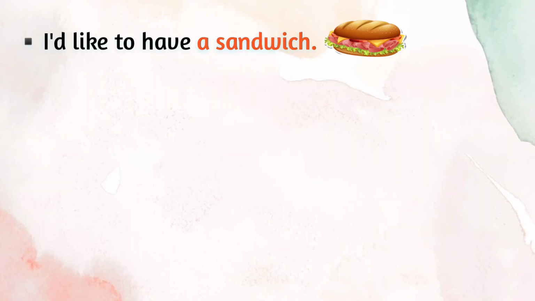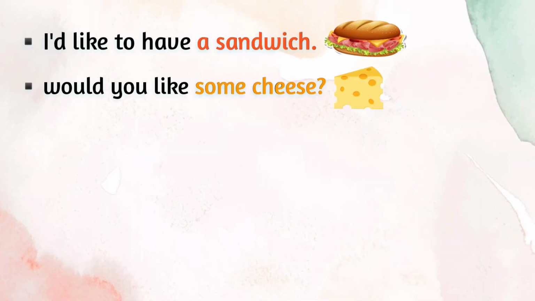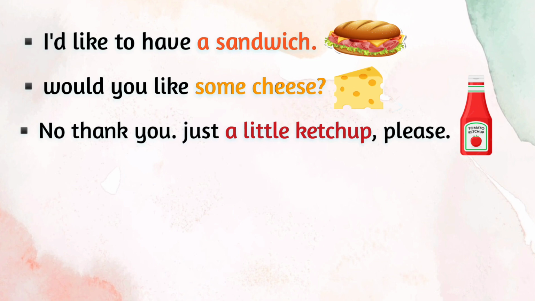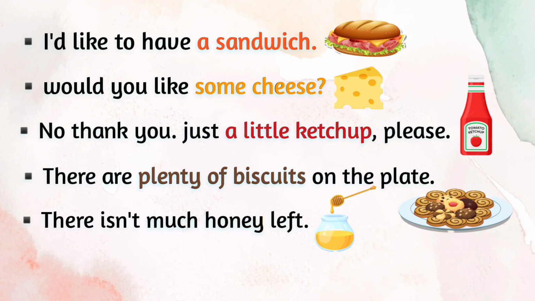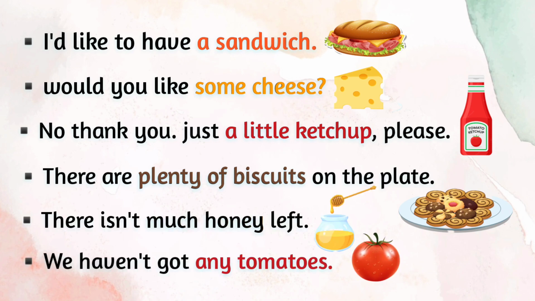Now let's see some examples with all these determiners. I'd like to have a sandwich. Would you like some cheese? No, thank you. Just a little ketchup, please. There are plenty of biscuits on the plate. There isn't much honey left. We haven't got any tomatoes.